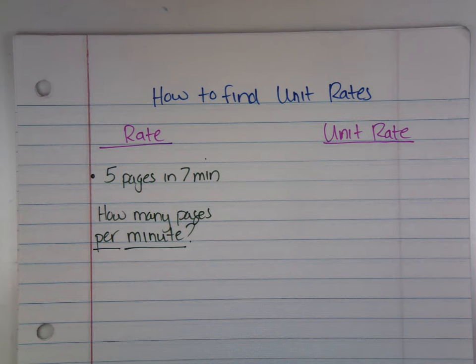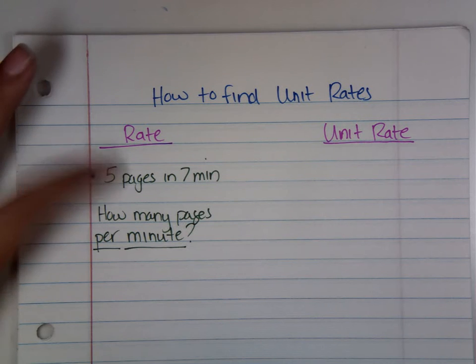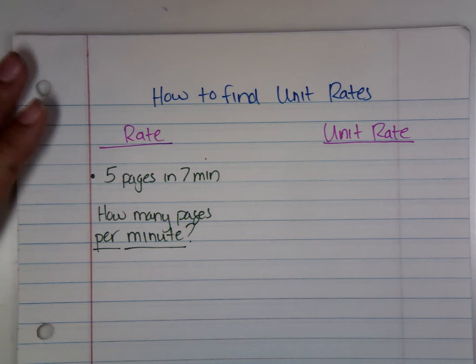So first we're going to write out our ratio. Remember we talked about a ratio. It can be written as a fraction, and most of the time we'll see it written as a fraction, and that'll just make it easier for us to work on. So let's go ahead and write our rate as a ratio, as a fraction, okay?